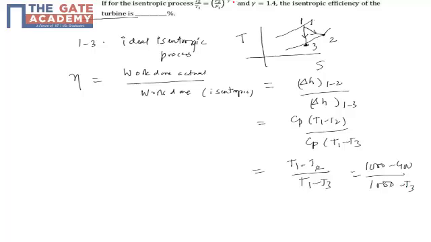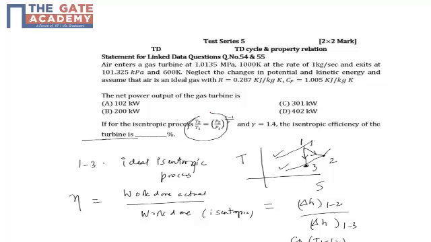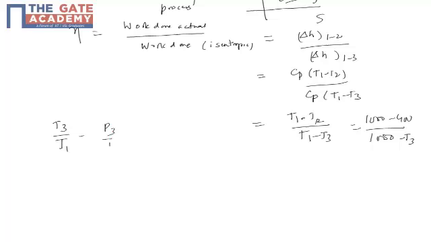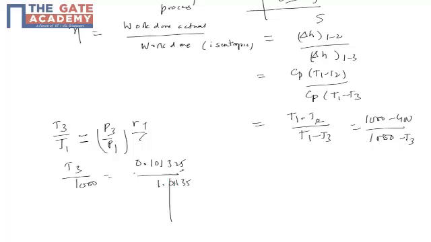Now T3 is something which I don't know, but I know the pressure states P1 and P3. These are the constant pressure lines. So I know the pressure states, so I can use this isentropic law to find out T3. T3 by T1 is (P3 by P1) to the power (gamma minus 1) by gamma. T3 is something which I need to find. T1 is 1000. Now P3 is 101.325 kPa, I'm writing in MPa, 0.101325, and P1 is 1.0132. So this comes out to be, with gamma minus 1 being 0.4 by 1.4, roughly 0.1 to the power 0.4 by 1.4.